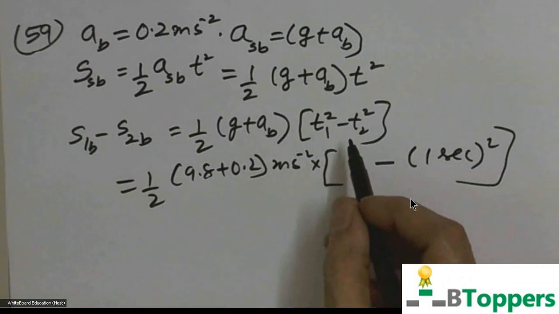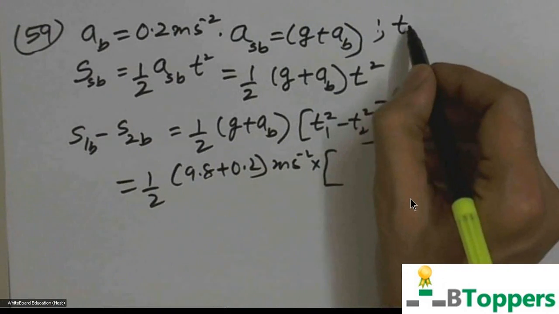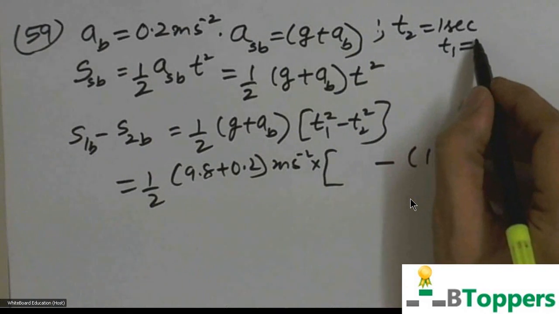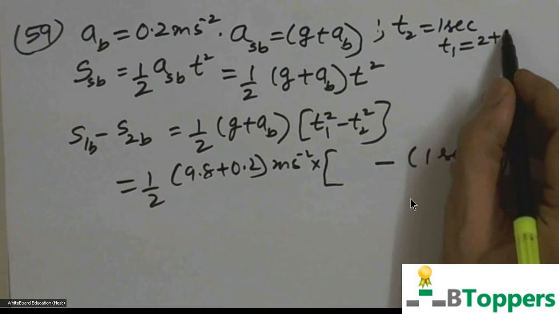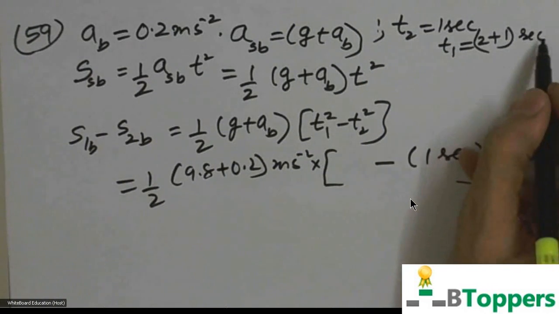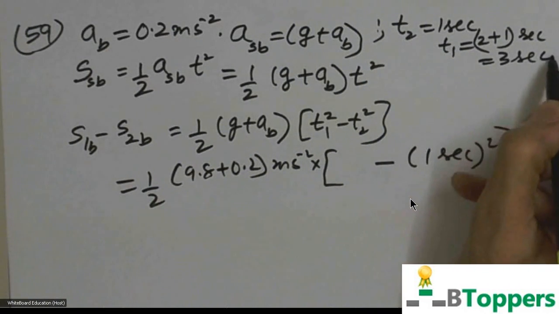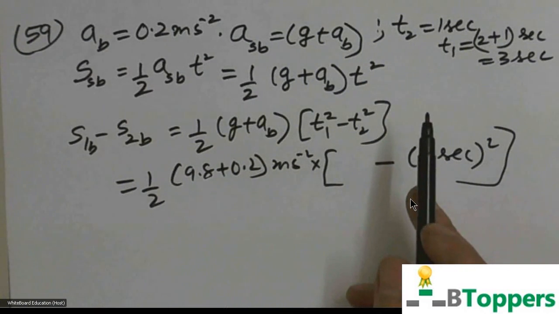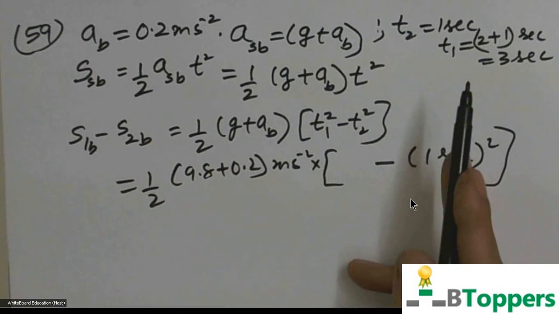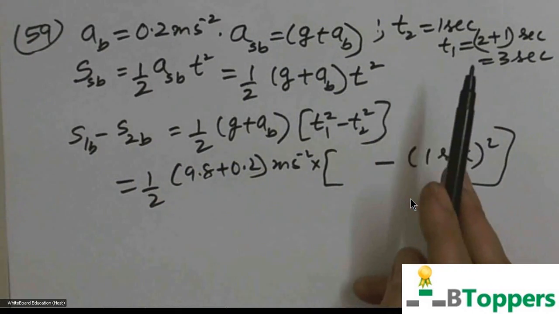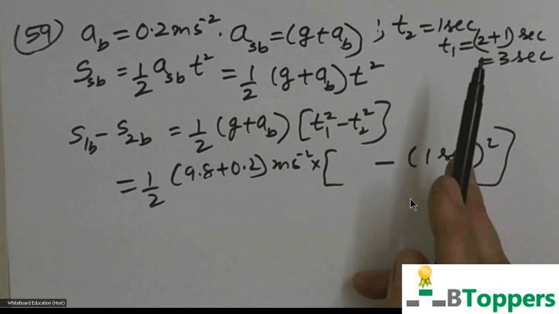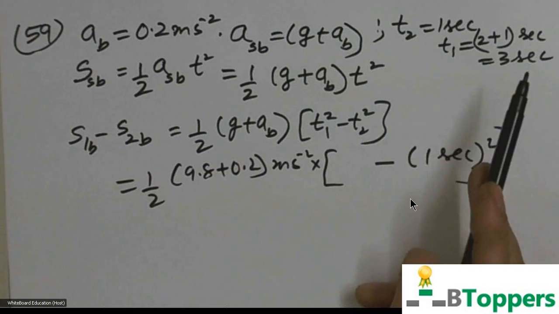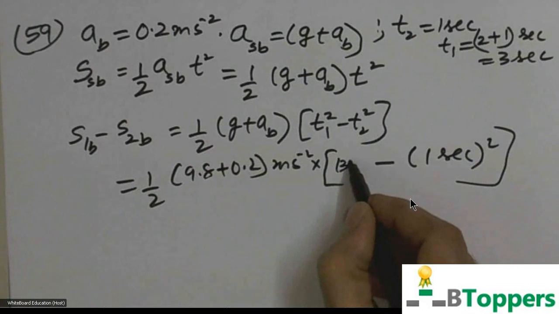The two stones are dropped with a time gap of 2 seconds. And you're asked to find the distance between the two stones 1 second after the second stone is dropped. So if the time of motion of the second stone under gravity is 1 second, the time of motion of the first stone will be more than the time of motion of the second stone by 2 seconds, because the first stone was dropped 2 seconds before the second stone. So T1 can be taken as 3 seconds here.